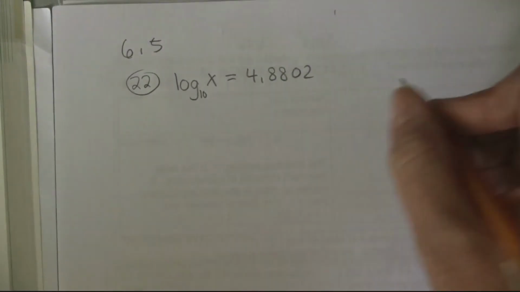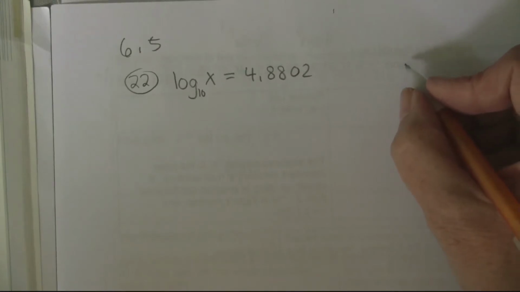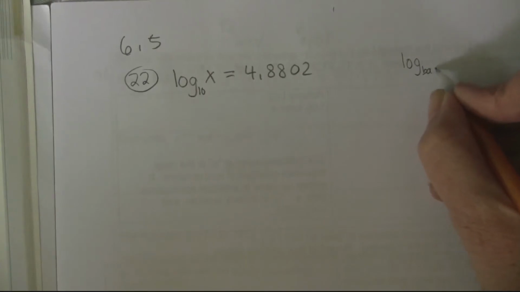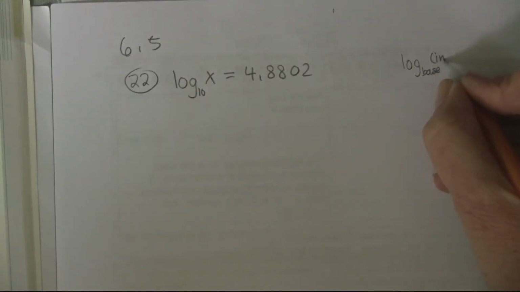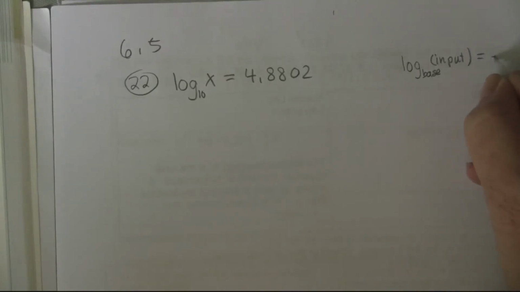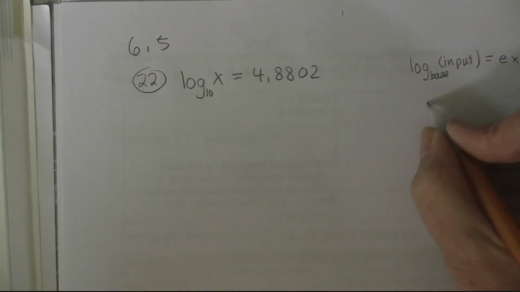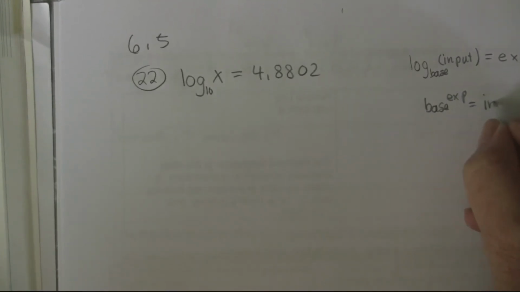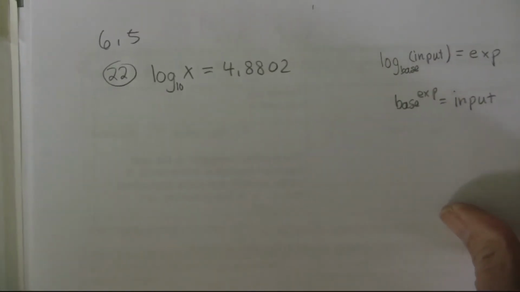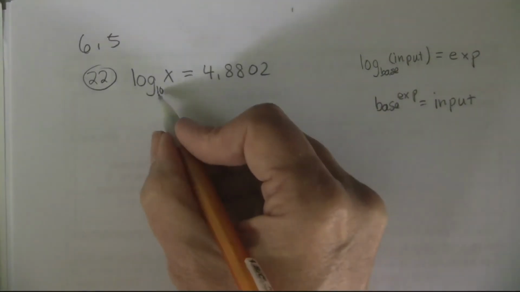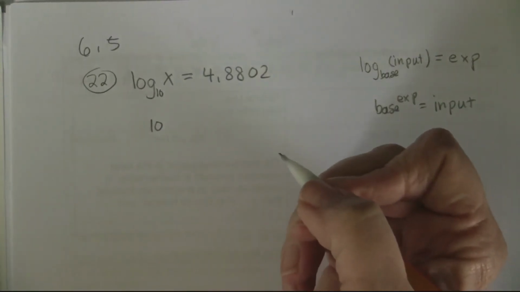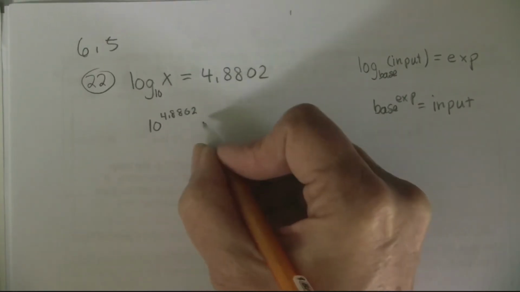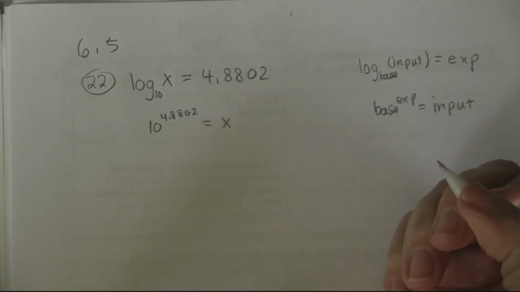So remember, we want to write it in exponential form. And so let's see, this is log, the base, and the input equals the exponent. And then in exponential form, this would be the base raised to the exponent equals the input. It's a matter of rearranging the furniture, right? And so our base here is 10. Our exponent is 4.8802, and that equals X. And then we solve for X, right?